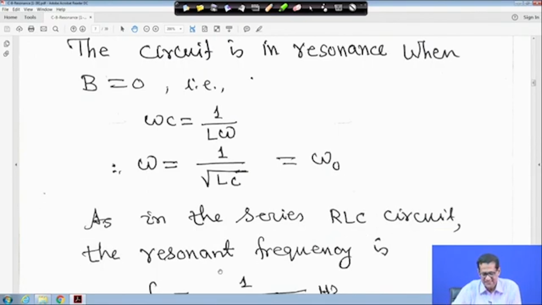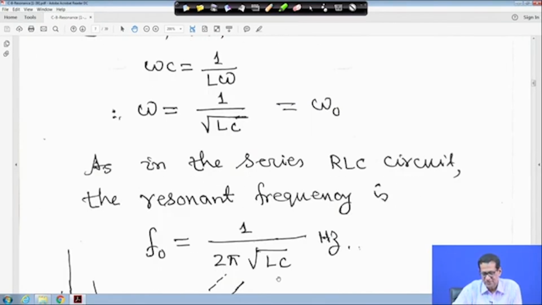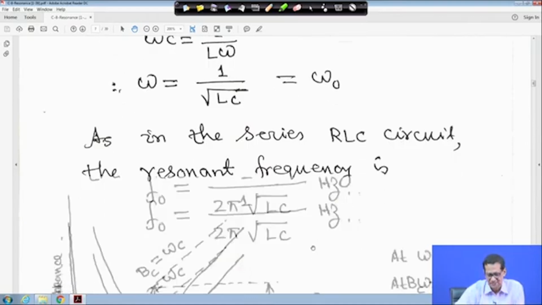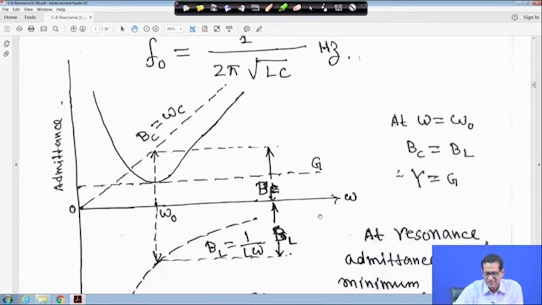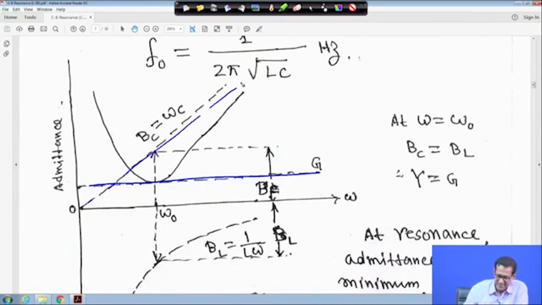As in the series RLC circuit, the resonance frequency is f0 equal to 1 upon 2 pi root over LC Hz. Now if you plot admittance versus omega, the same way we did impedance versus omega for the series RLC circuit, for parallel we are plotting admittance versus omega. In this case this is my constant G line, because BC is equal to BL at resonance. This is omega, and this dashed line is BC equal to omega C, and this is BL equal to 1 upon L omega, a rectangular hyperbola. This is omega 0, the resonance frequency.